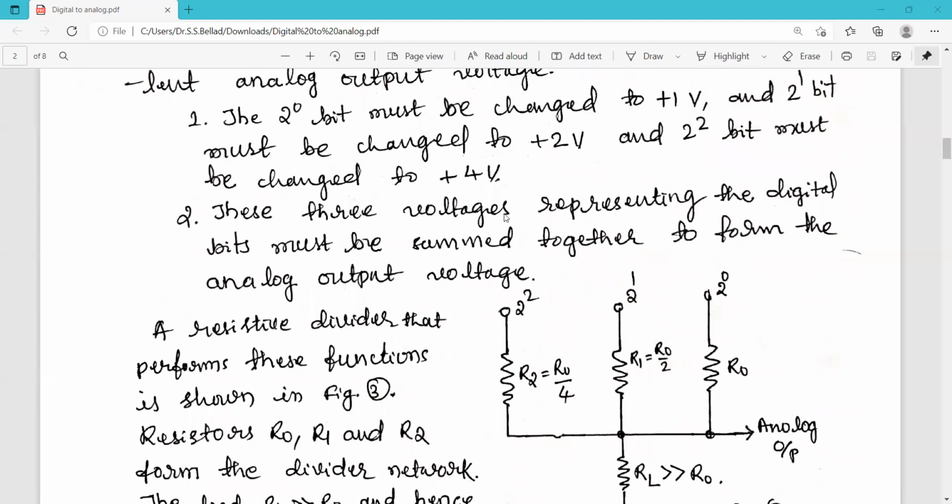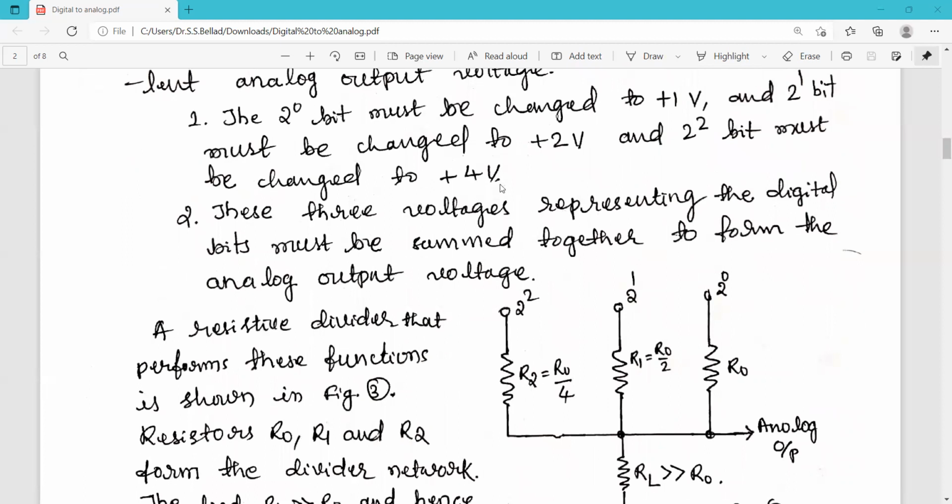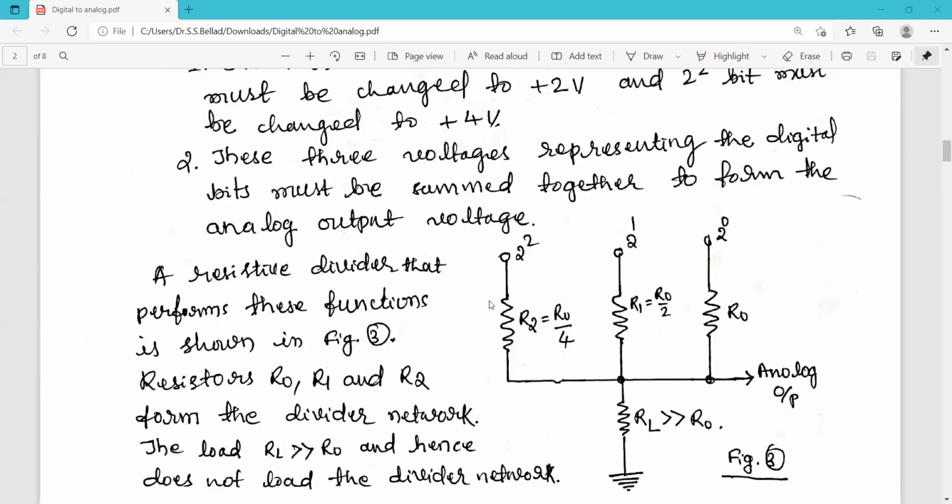And these 3 voltages representing the digital signals, digital bits, must be summed together to form the analog output voltage. That means the outputs of all these digital inputs are summed or added to form one analog output voltage.